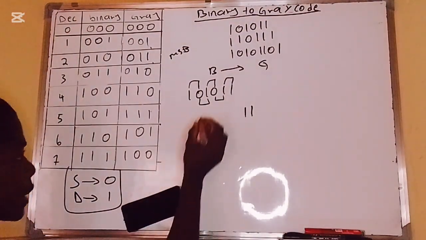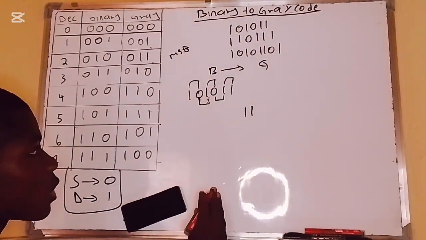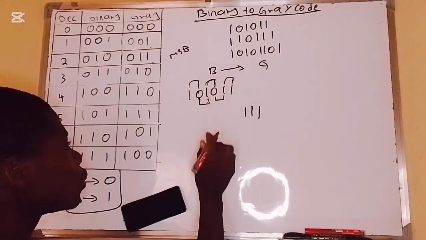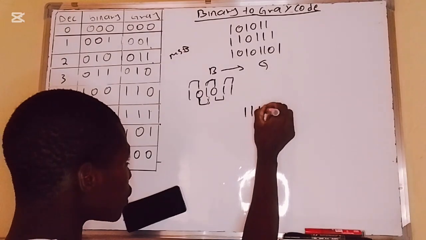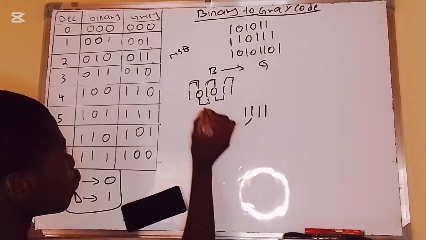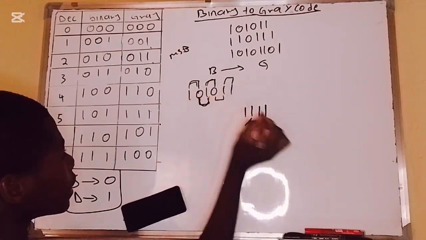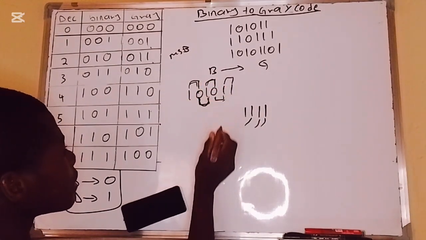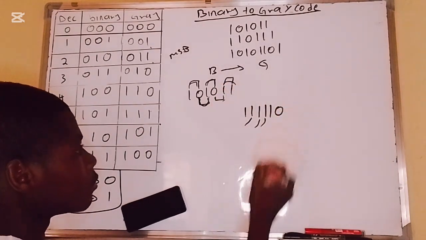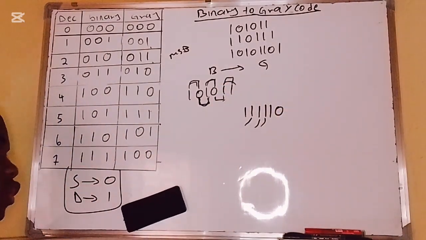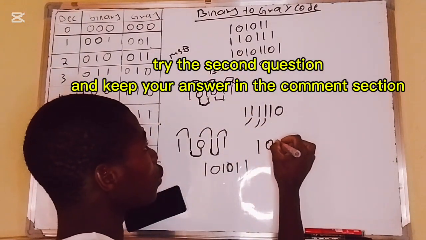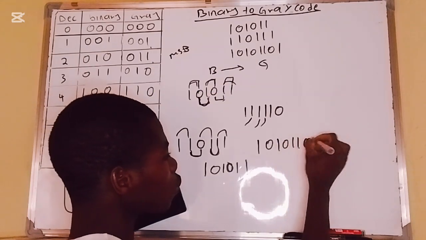The next one, I have 0 and 1. Are they different or the same? They are different, so we have 1. What of 1 and 0? They are different, so it will be 1. Again, this and this give us 1, this and this give us 1. What of this and this? They are different also, they give us 1. What of this side? It is the same, and when it's the same, it gives us 0.